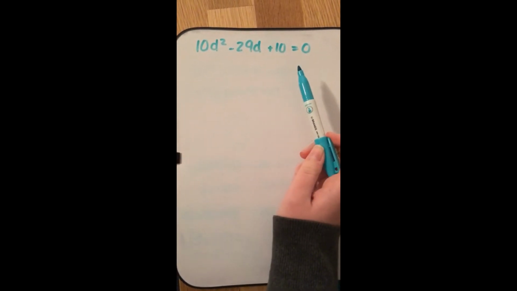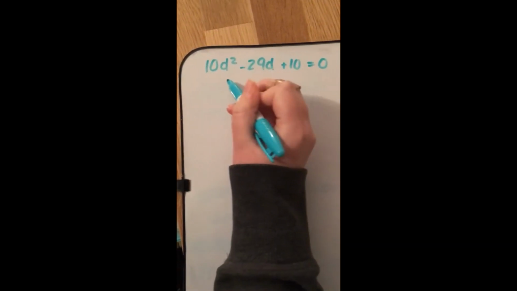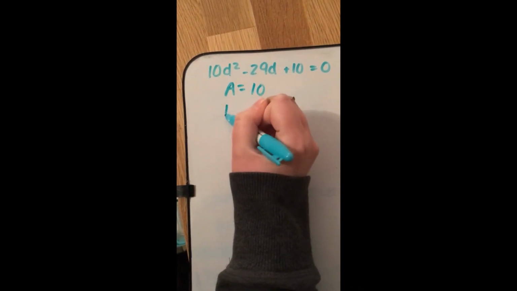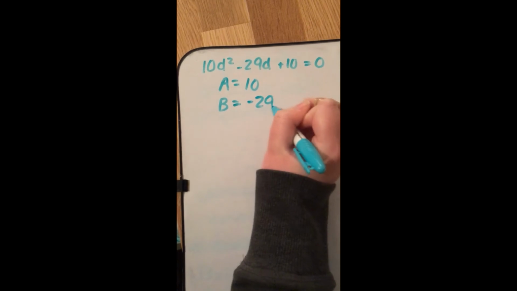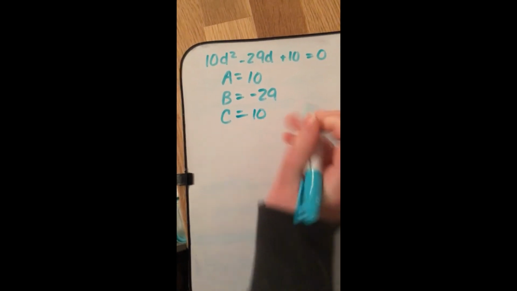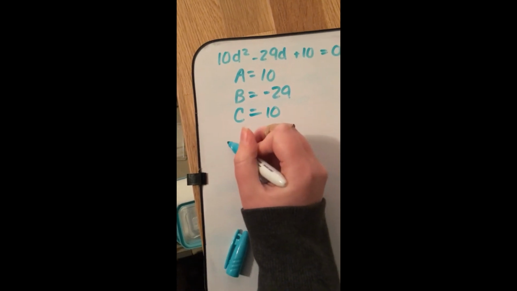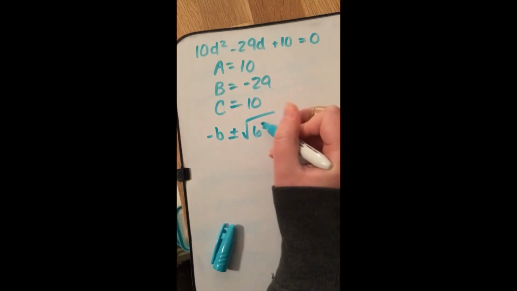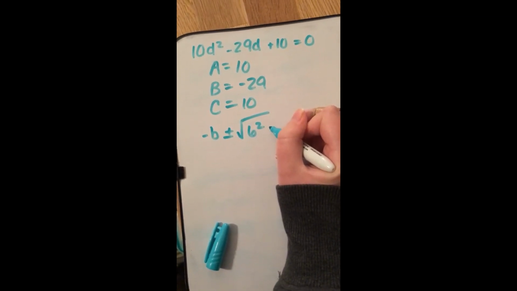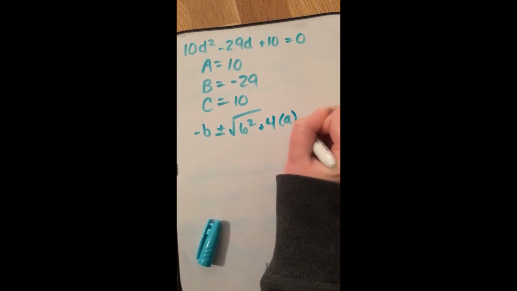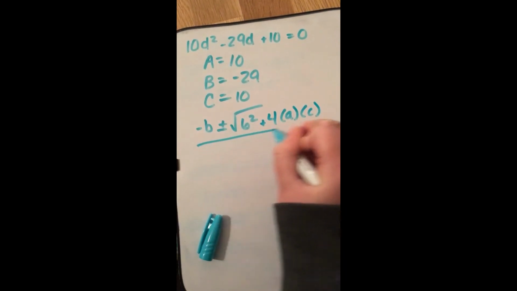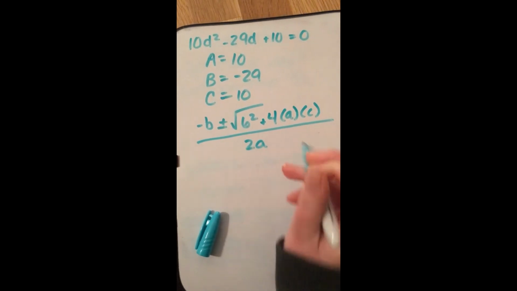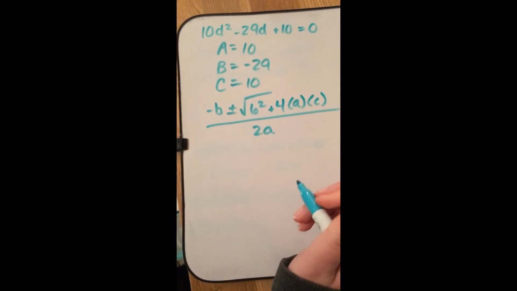Alright, so we had this problem on Delta Math. First thing we're going to do is solve it. We see that it's already in standard form, so already good with that. So we know that a equals 10, b equals negative 29, and it's important to keep the negative on 29, and c equals 10. Remember the formula is negative b plus or minus the square root of b squared minus 4ac, all over 2a. So first thing we're going to do is plug it into the formula.